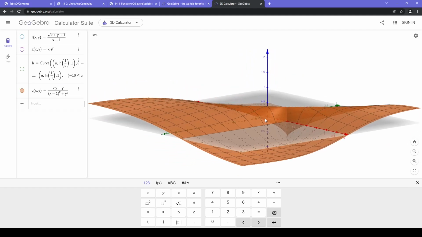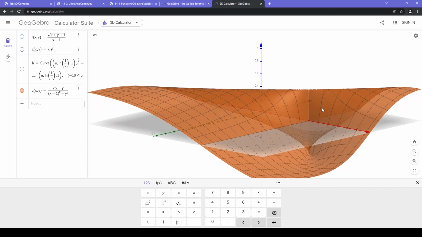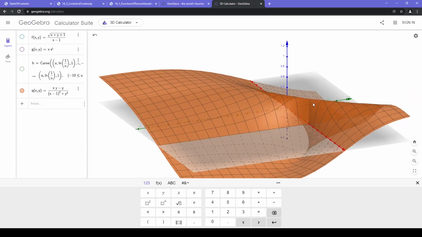Okay, we zoom in here. We can see that this is a problem, right? Oh, there's that seam in the function. That's where we're trying to take the limit. So down here we get 0, up here we get 1/2.